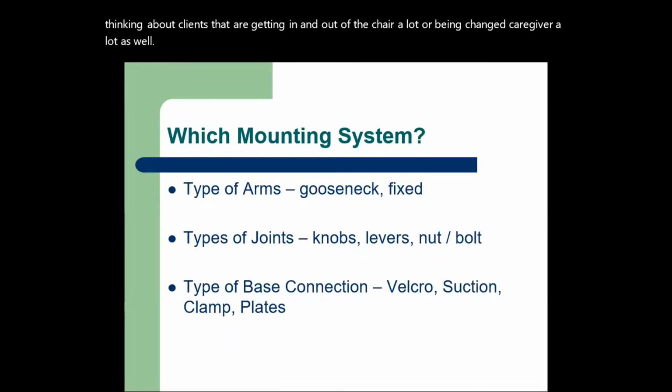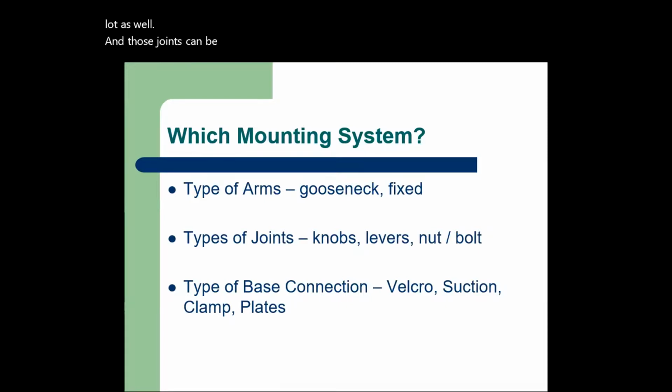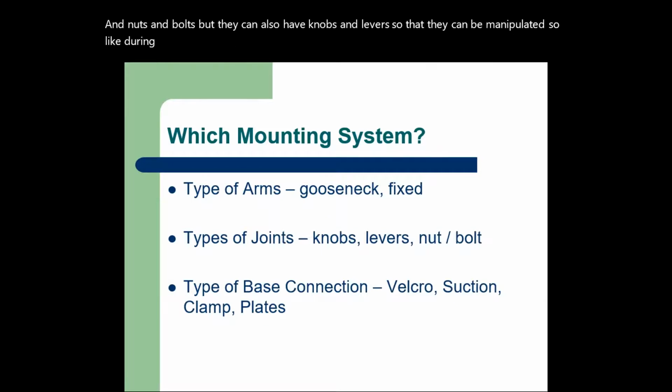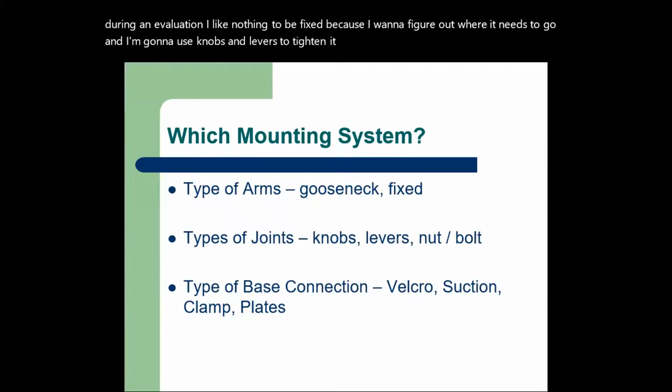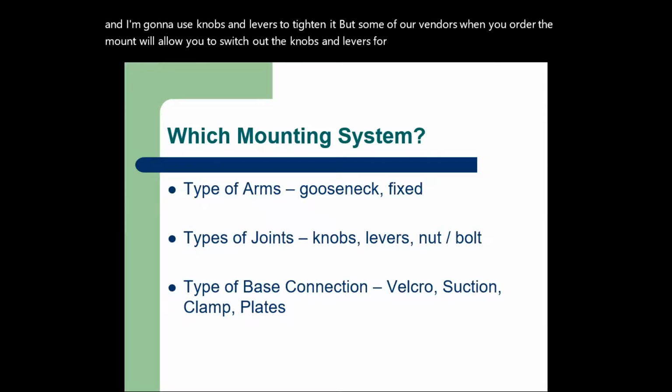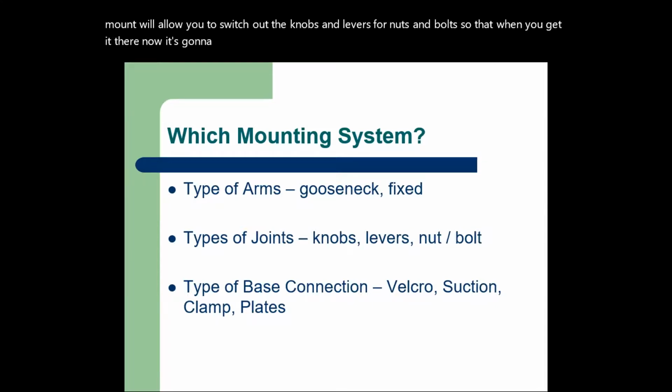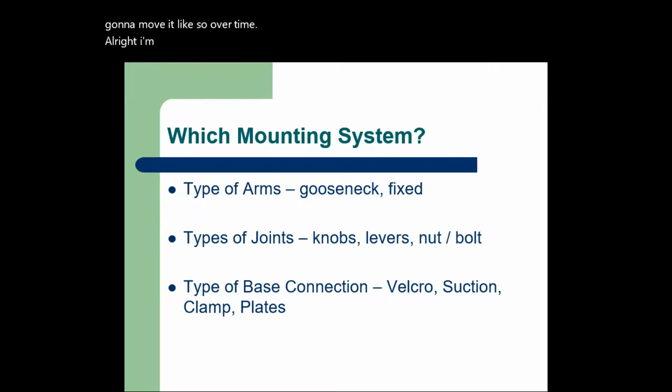And those joints can be fixed with nuts and bolts, but they can also have knobs and levers so that they can be manipulated. So during an evaluation, I like nothing to be fixed because I want to figure out where it needs to go. And I'm going to use knobs and levers to tighten it. But some of our vendors, when you order the mount, will allow you to switch out the knobs and levers for nuts and bolts so that when you get it there, now it's going to stay. Caregivers aren't going to move it. Loosening of knobs or levers isn't going to move it. So that nut and bolt holds it in place where it's supposed to be.